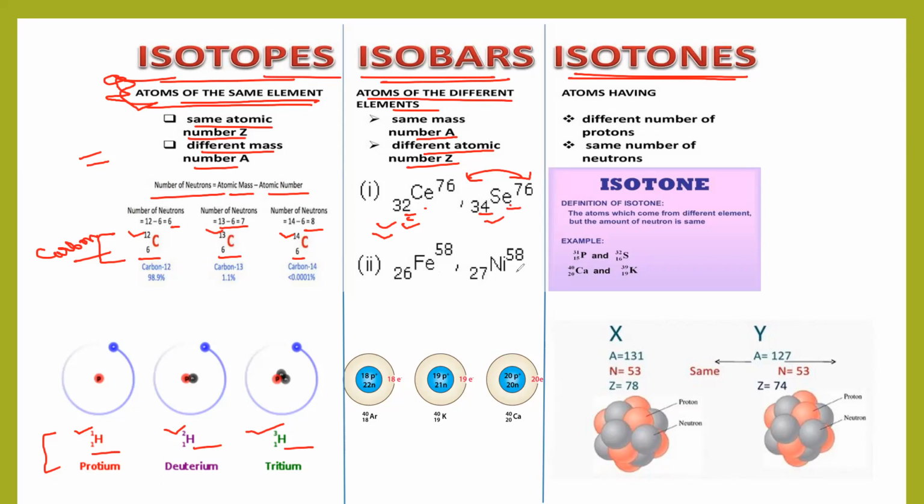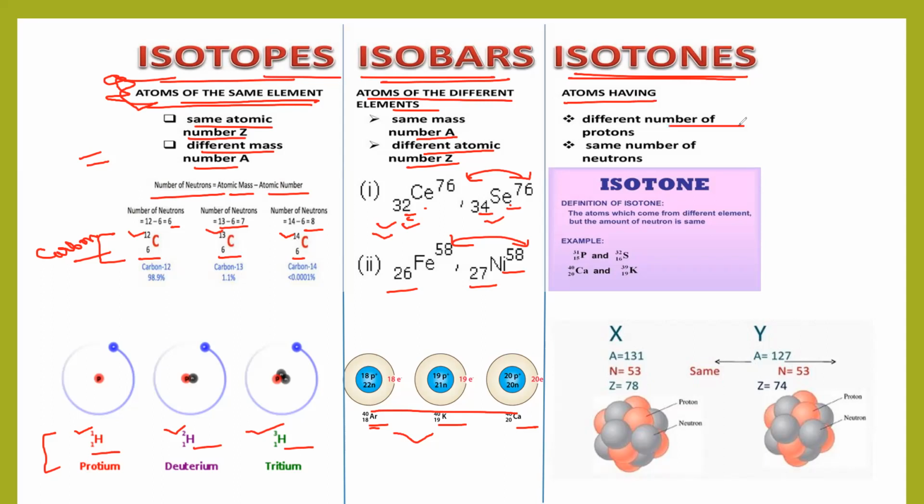Second example, iron and nickel. If we consider 26Fe58 and 27Ni58, the atomic numbers are different, but the mass number is the same. So that's why these are isobars. Similarly, argon, potassium and calcium. All three have the same mass number, but the proton numbers are different. So these are isobars.